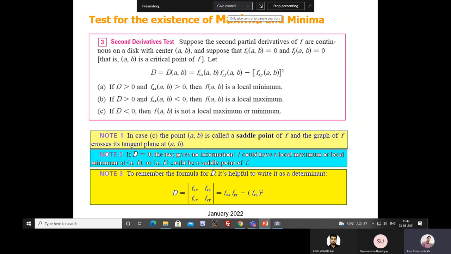And note 2 is very important. If D is equal to 0, this particular test doesn't give you any further information. The function can have either a local maximum, a local minimum, or neither. So in that case, depending upon the nature of the function, you have to do a further test. And note 3 is about how you can memorize this formula for the discriminant D. You can consider it to be the determinant given by this, so it is easier to remember.